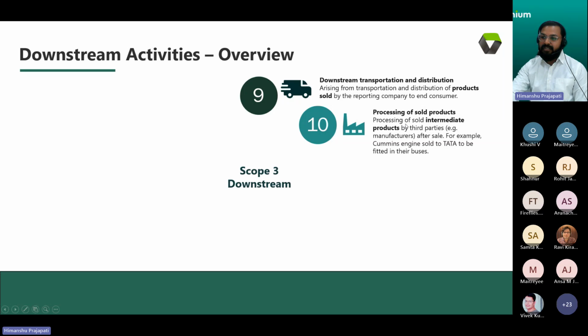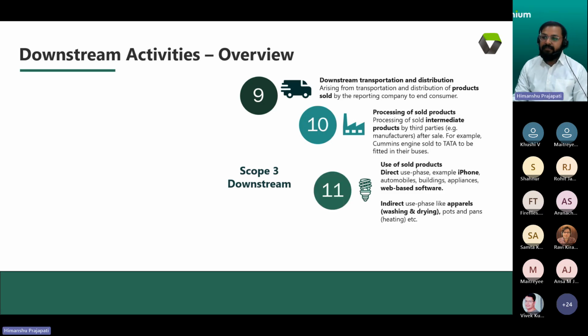So, processing of sold products, and we have taken an example of Tata Motors in India. Tata Motors utilizes Cummins engines in India. So when Tata Motors utilizes Cummins engines and fixes them in their buses, this is something that will come as scope 3 downstream for the reporting company. Here in this case, the reporting company for downstream could be Cummins. For them, it is scope 3 downstream. I hope that makes sense to people, right?